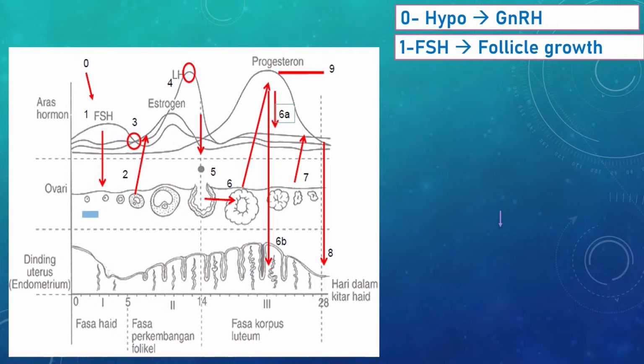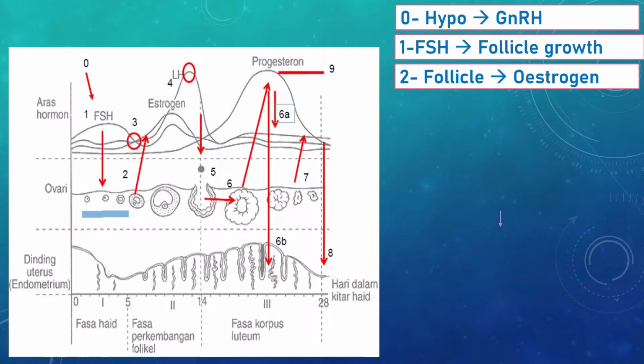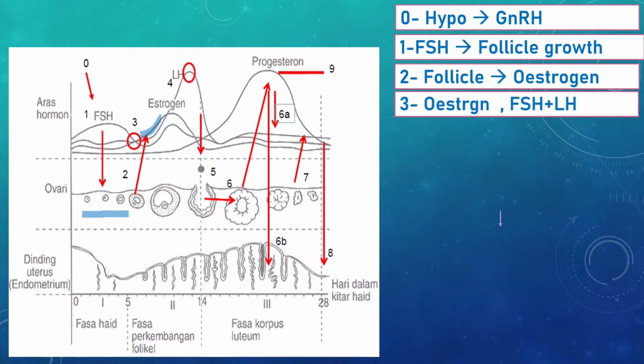Okay, you can see the follicles growing. Next, what happened? As the follicles grow, they are releasing estrogen. So you can see the estrogen level increase here. When the estrogen level increases, what will it do to FSH and LH? It will also increase FSH and LH.